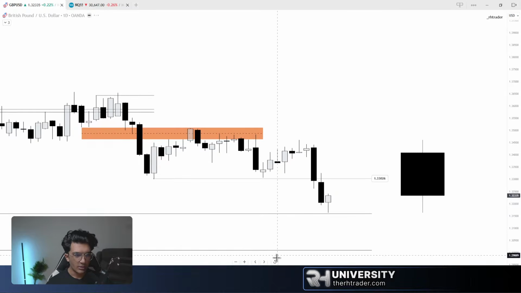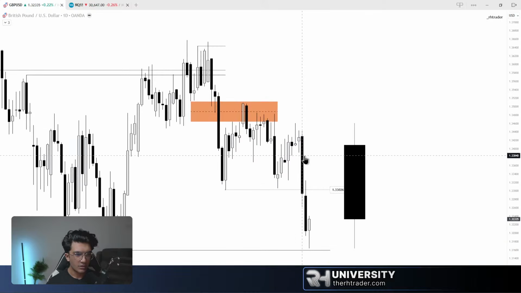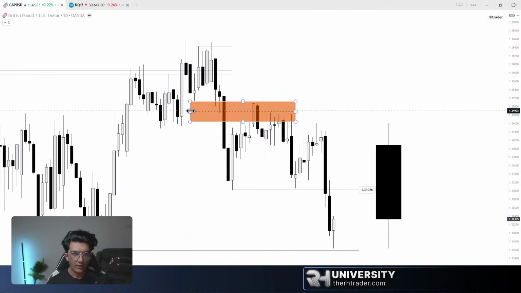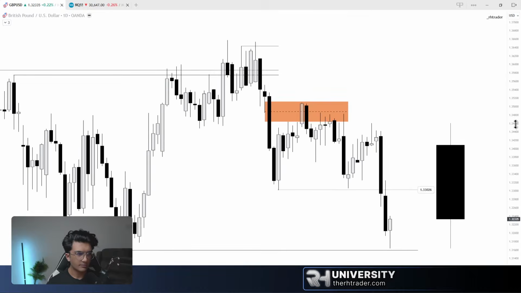So let's get to the daily time frame. See how beautiful this is. Here we have a nice weekly fair value gap.